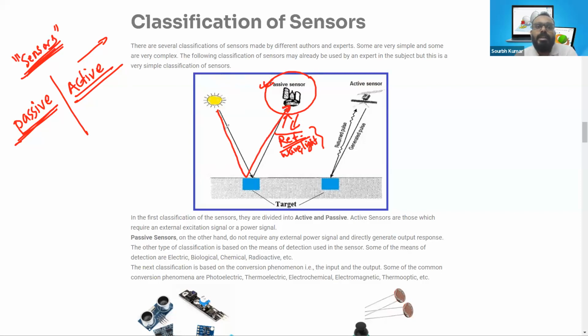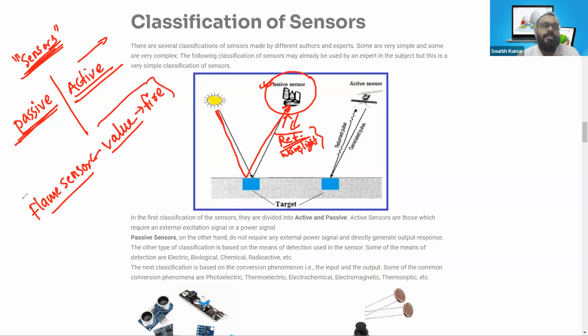Natural inputs means, for example, the flame sensor we have. It is only dependent on the value it is receiving from the fire itself. So if there is fire, only then will this flame sensor work. But on the other hand, an active sensor generates its own output. And why does it generate its own output?